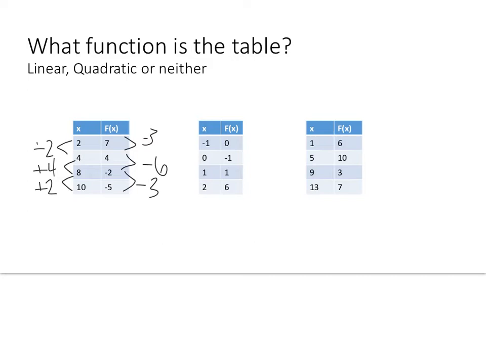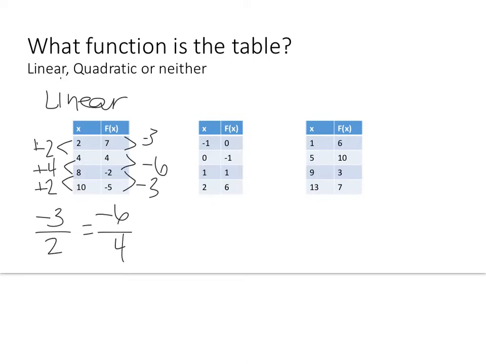So as you see, they both follow the same pattern. I can put -3 over 2, and I know that that's the same thing as -6 over 4. So this first table is linear, because even though it skips in the table, I'm following the same pattern every time.